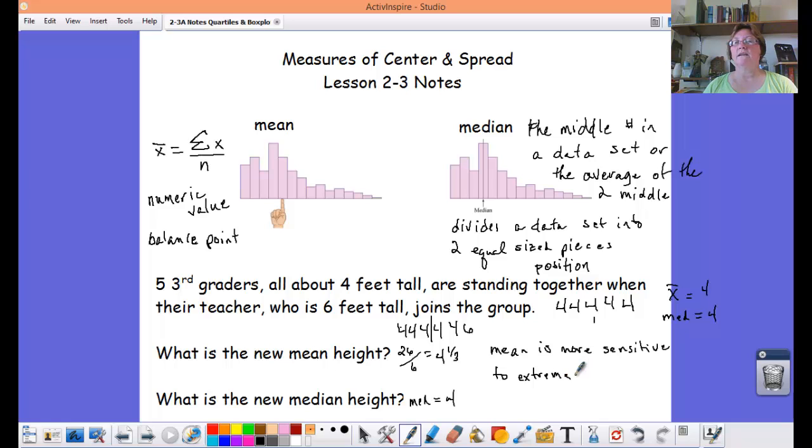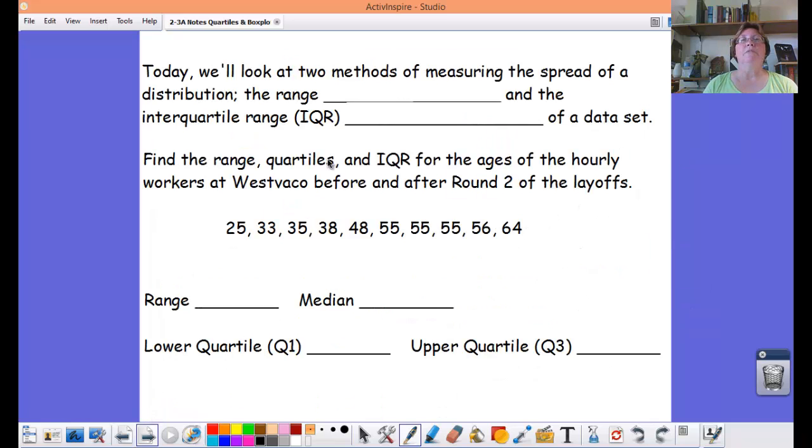It gets dragged up or dragged down based on smaller or larger numbers being added to the data set. We want to move on and next talk a little bit about measures of center. And today we're going to talk about 2 of them. The range of a data set, which is found by taking the maximum value minus the minimum. And really that tells you the range of values that are included, max minus min.